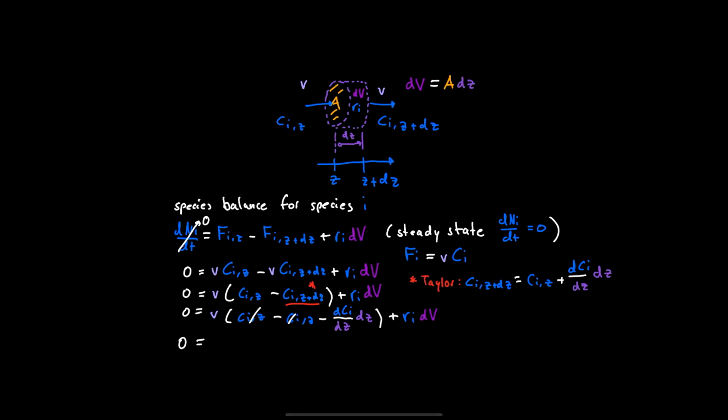So this will result in 0 being equal to negative the volumetric flow rate times dci divided by dc times dc plus the reaction rate of the species I, Ri. And for dV, we will use this term we just discussed. So Ri times A times dc. And the reason why we replace this term with this one is to get rid of the dc term.